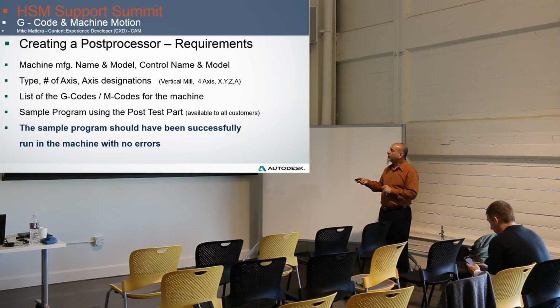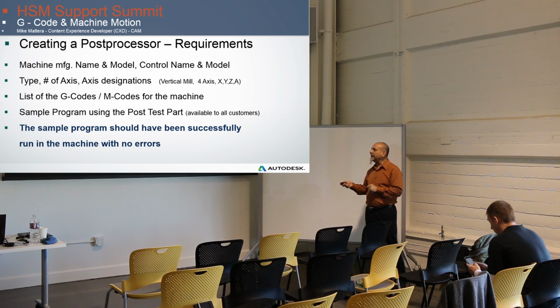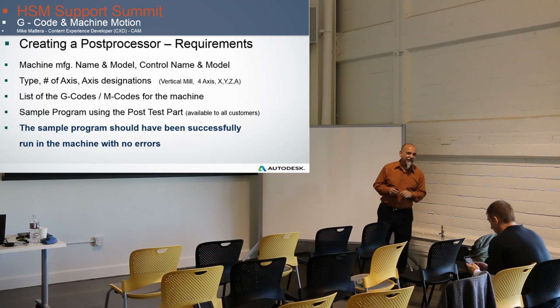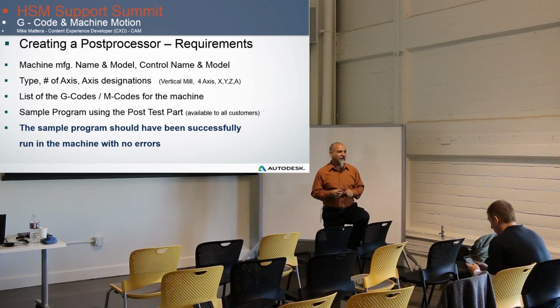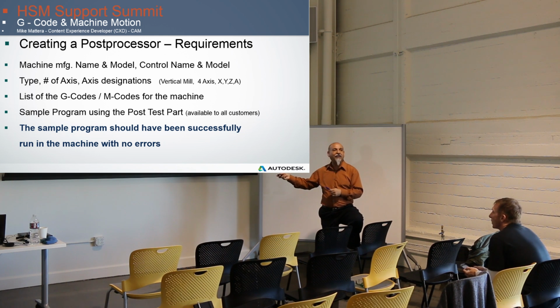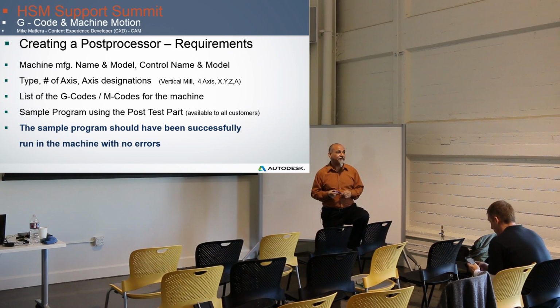We also need a sample program that has been successfully run in the machine with no errors. Most machines come with a programming manual, and in the back of that programming manual, there will be sample parts, or sample programs. Those sample programs never work. They just never work. They're always missing something. I've had people send me those as the sample, and then if you write your post to look like that, they're going to send it to their machine, and it's just not going to work. So we need something that has actually been run in the machine with no errors. And I think the no errors part is the particularly important part of that statement.